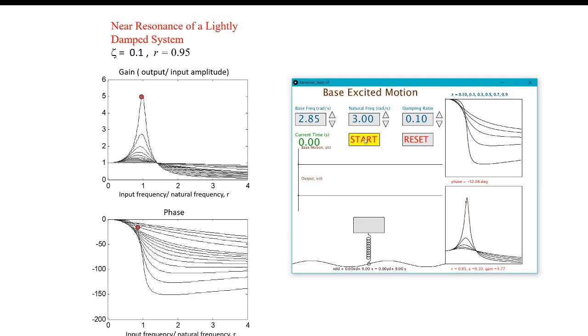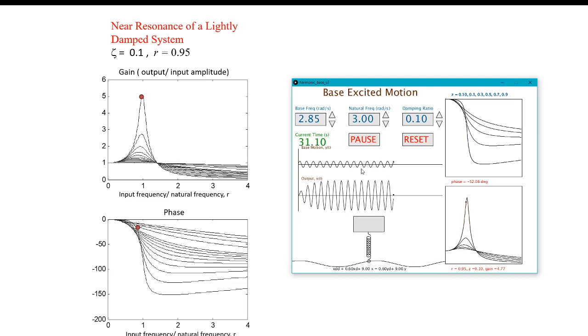So I'm going to start this. You see the color is changing when I hover. This is the response of the mass when the base is moving. This is a model of a car that's traveling on a road that has a harmonic shape. You can see your output x of t grows, but it reaches a steady state response, where the amplitude is about 5 times, exactly 4.77 times, the base motion.